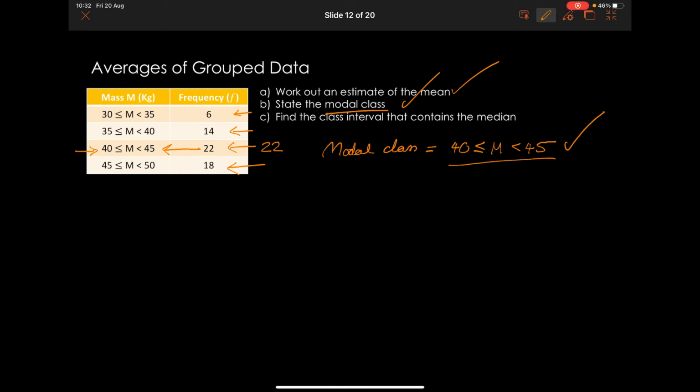Now then, the median value is going to be halfway, so we need to work out or find the class interval that contains the median.